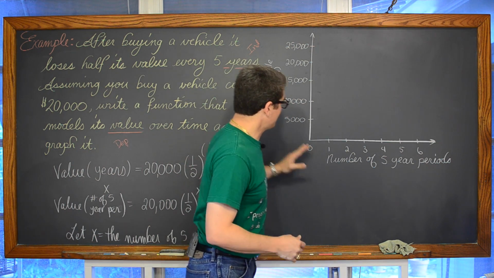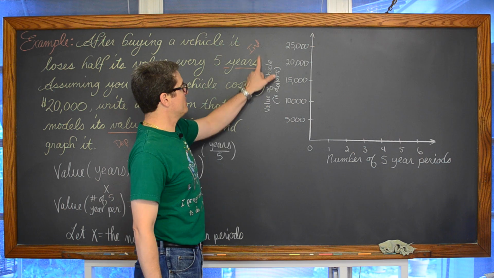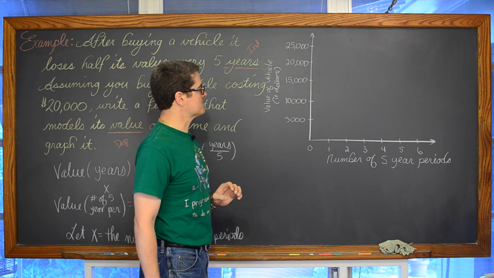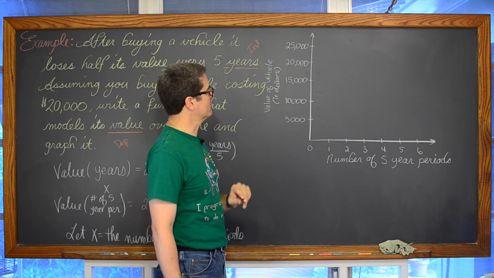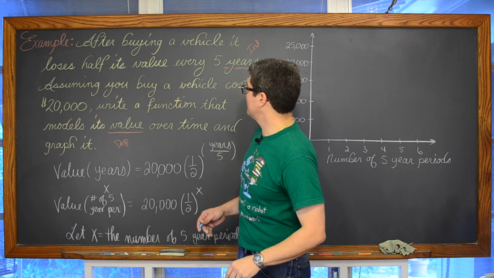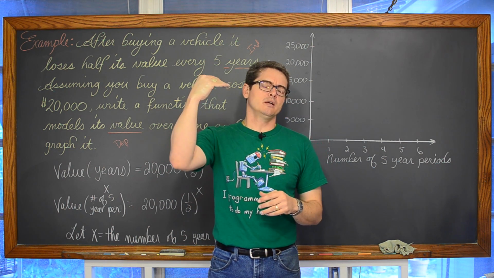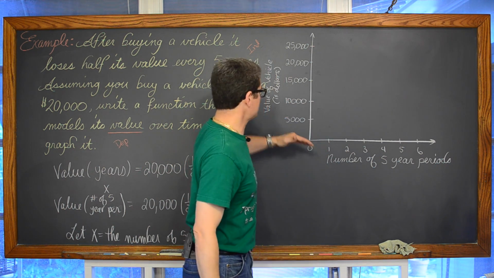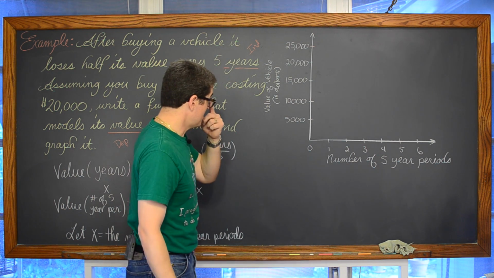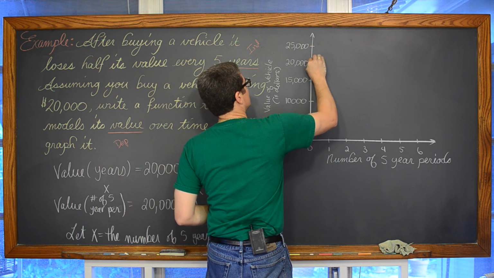Alright, so we have our x-axis labeled as number of 5-year periods. We have the value of the vehicle in dollars on the vertical axis as well, independent variable, dependent variable. I saw that the initial value of 20,000 is quite large, and remembering that table of values went 20, 10, 5, 2.5, I decided it would be good to count by every $5,000. So at time 0, we had a vehicle that was worth $20,000.